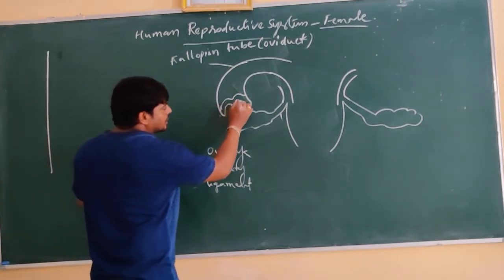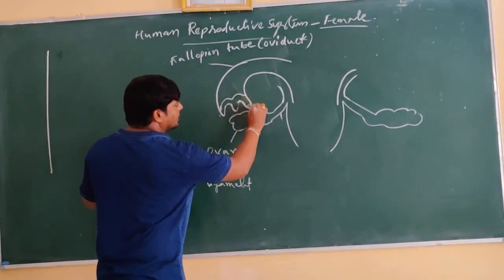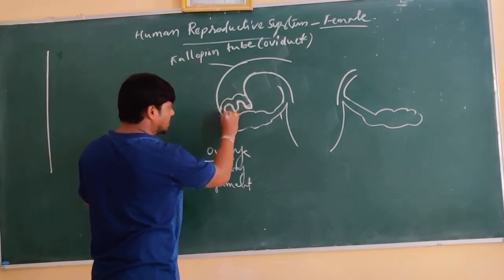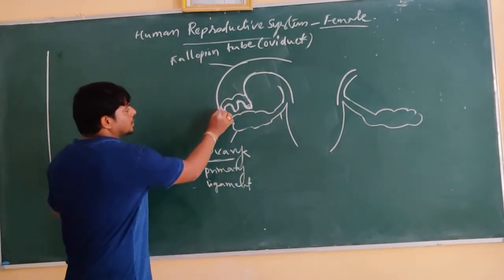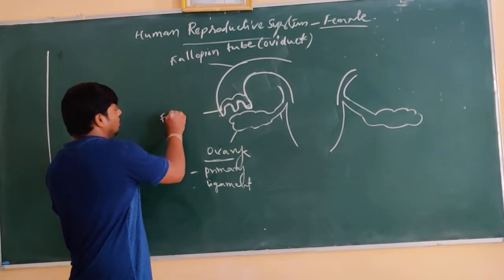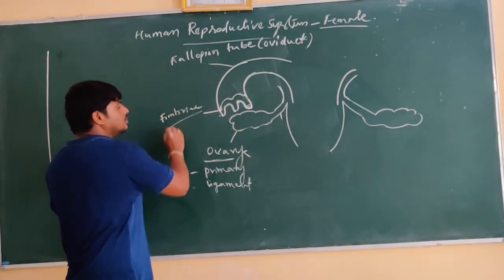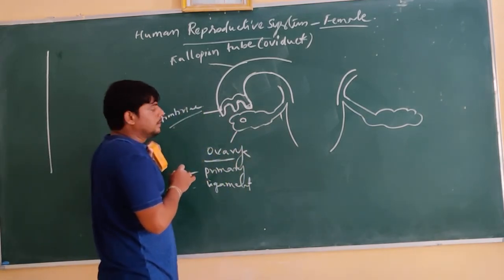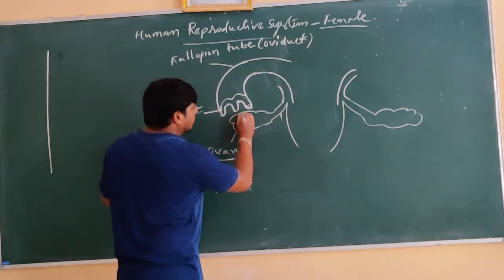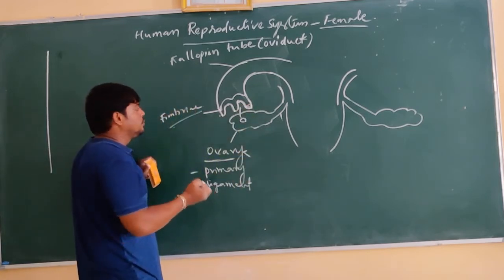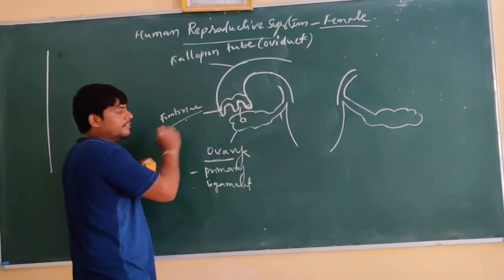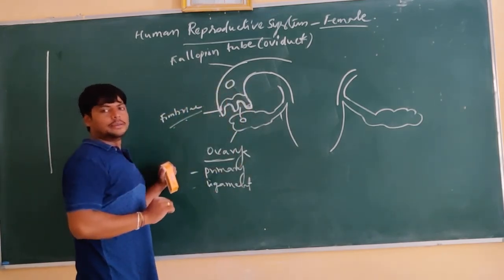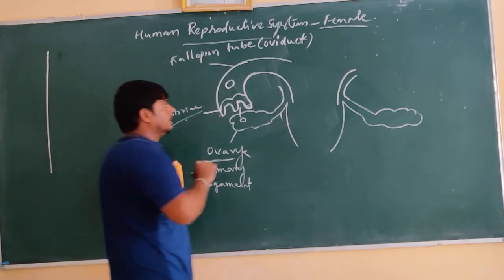And if you observe here, it consists of a funnel-like structure, which consists of finger-like projections. And these finger-like structures of the fallopian tube are called fimbriae. For example, this is an egg cell which is produced by the ovary. It is collected, sucked into the fallopian tube by means of fimbriae, where the egg is collected into this fallopian tube. That is the importance of this organ.